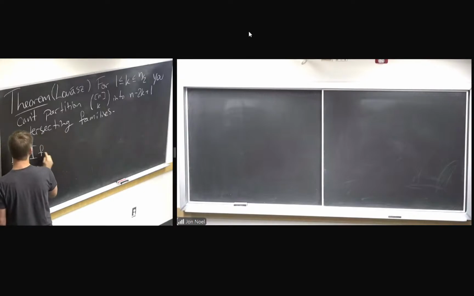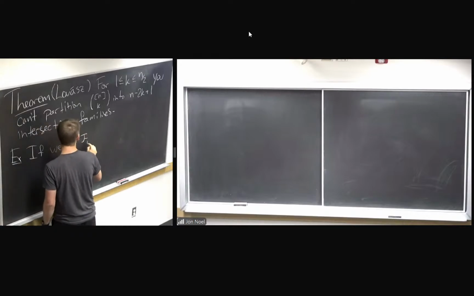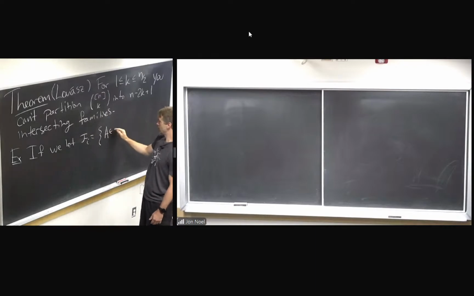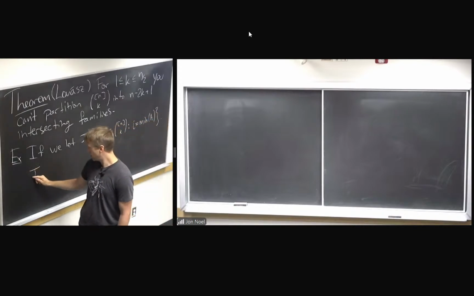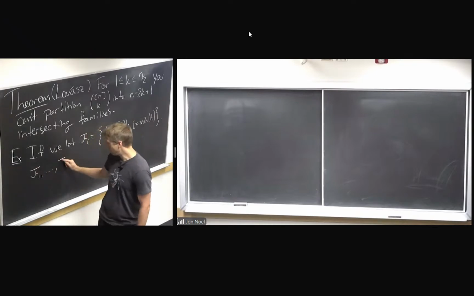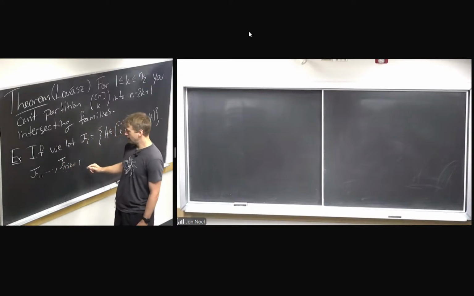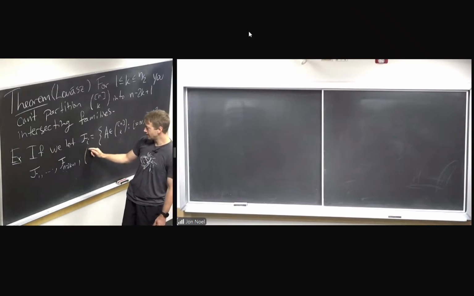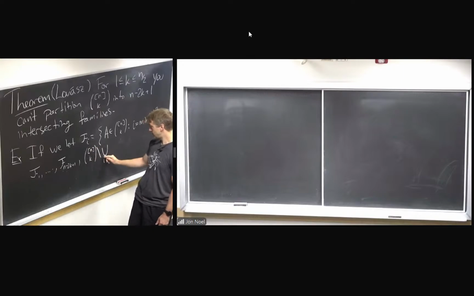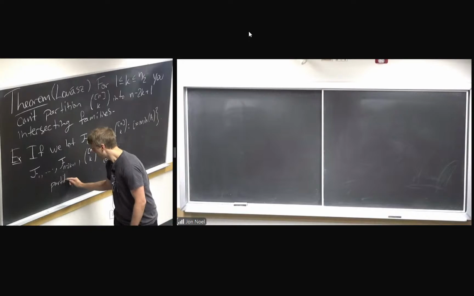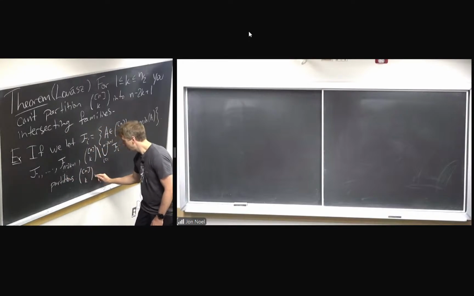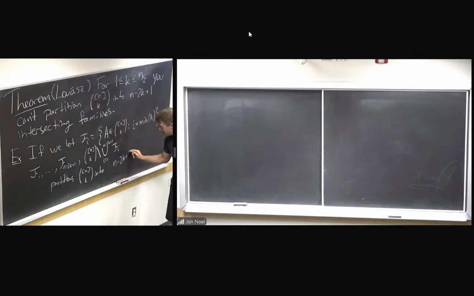So if we let F_i be the collection of things in n choose k where i is the minimum element, then if I take just F_1 up to F_{n-2k+1}, and then I take all the remaining sets, so this partitions n choose k into n minus 2k plus 2 intersecting families.